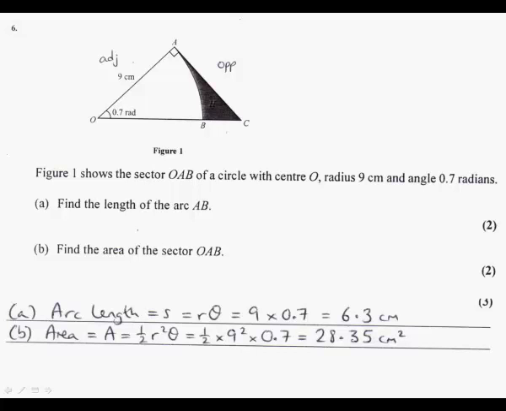For part B, we're asked for the area. The formula is A equals half r squared theta. Again, theta is 0.7, r is 9. Putting it all together gives us 28.35 centimetres squared.